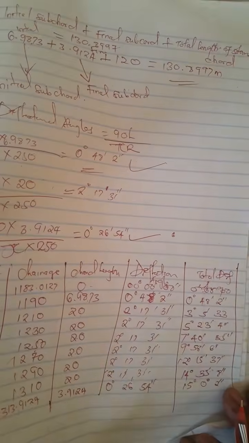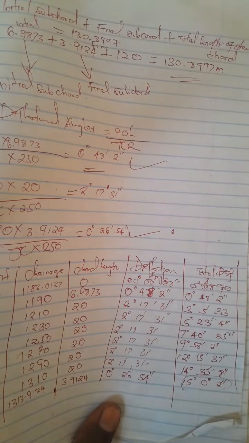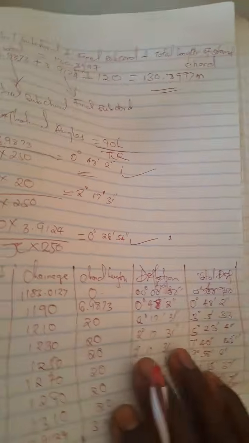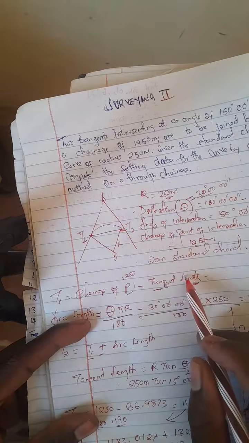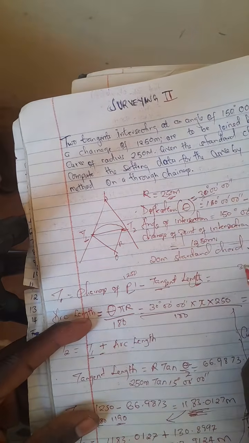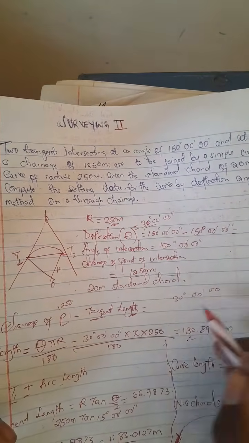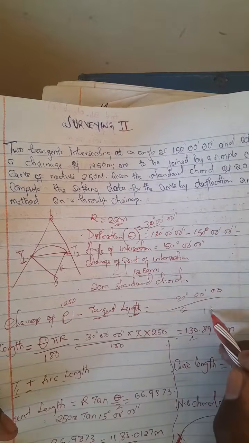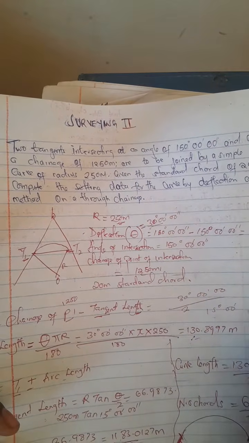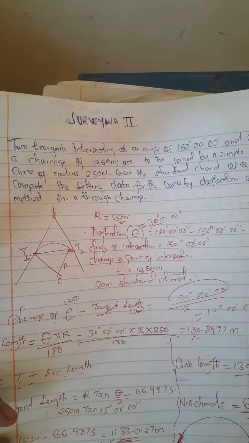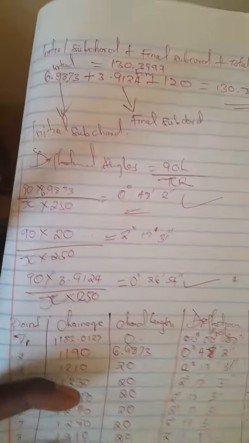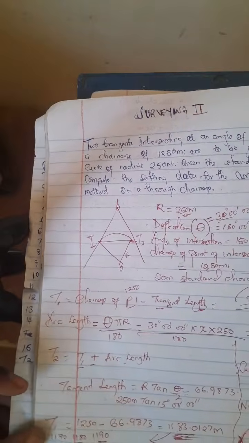Now, if you want to confirm that you are right, check this one. It is half the deflection angle. We got the deflection angle was 30 degrees 0 minutes. So when we divide, we get 15 degrees 0 minutes. So if the last cumulative deflection is half of the deflection angle, you are correct. Now I think you have gotten the message.